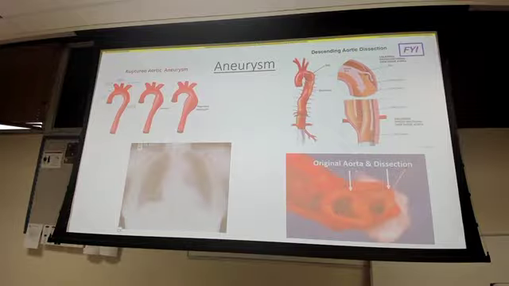Now it's creating this space here, and it's making this true lumen, the actual opening of the aorta, more narrow. And so if this thing fully occludes, well, now we have a big problem. That's one of the things we care about, but the most common thing we care about is this thing actually rupturing all the way through.